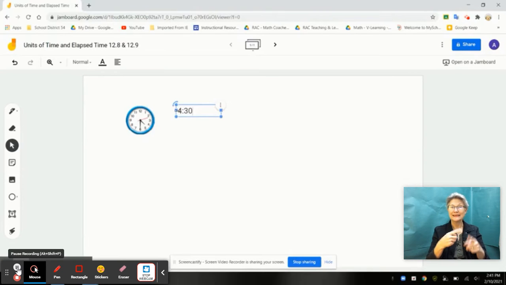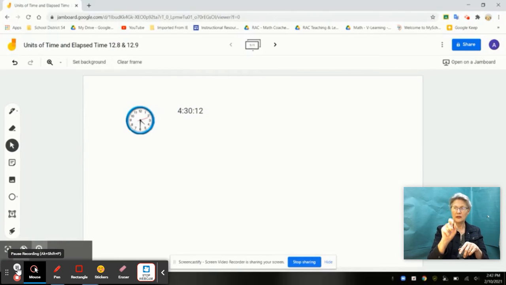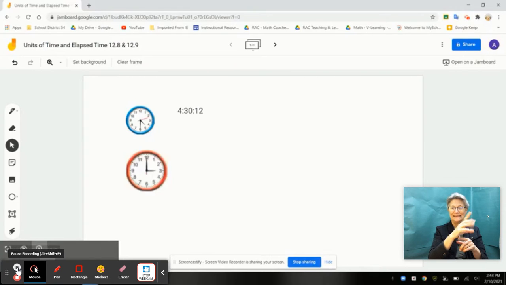Now, the second hand, this is that red hand that you see right there. Yeah, that measures the number of seconds. So if we look at that, the second hand is at 12 seconds, I would agree. So we would write that as 12 seconds. So our time is 4:30, 12 seconds. Or we'd read it as 4:30 and 12 seconds, or 30 minutes and 12 seconds after 4.